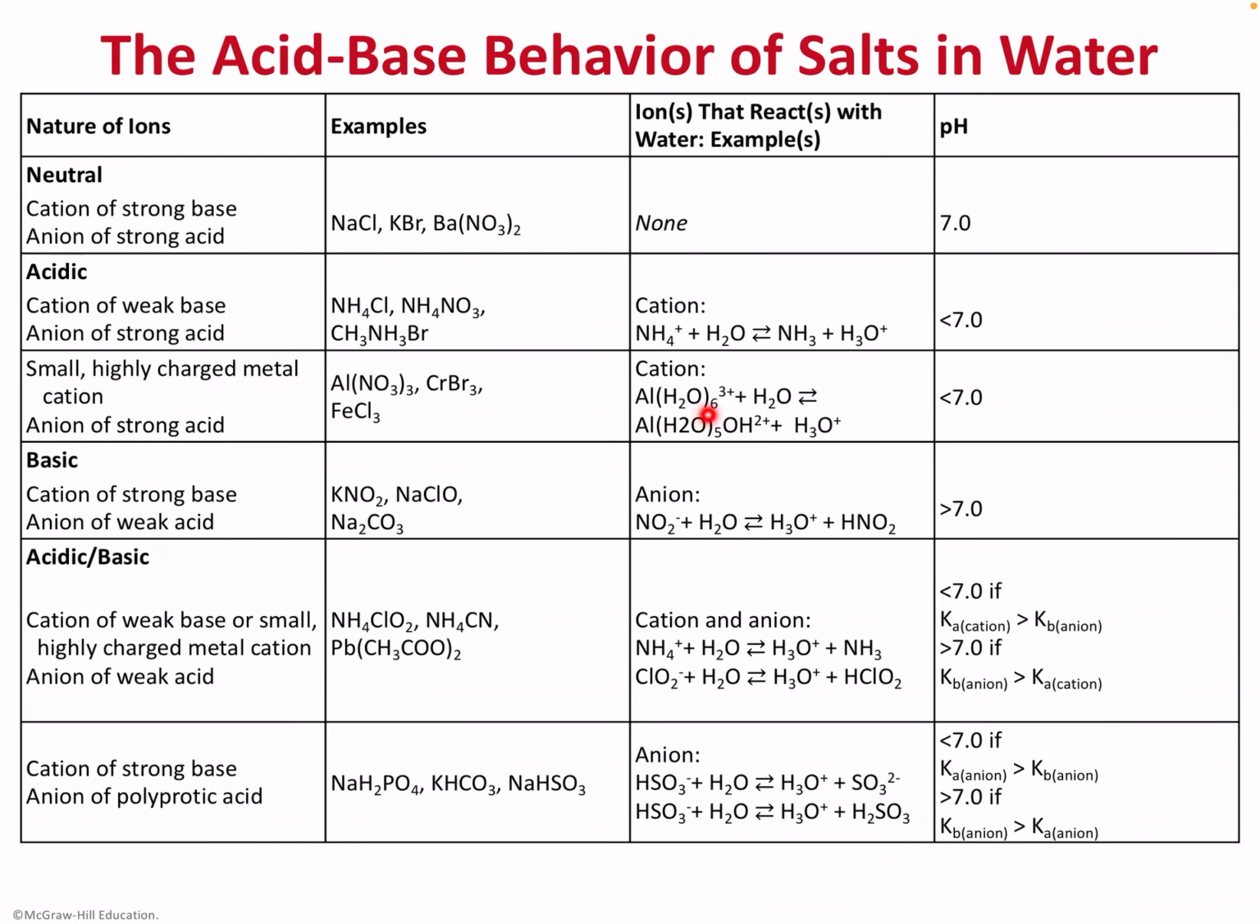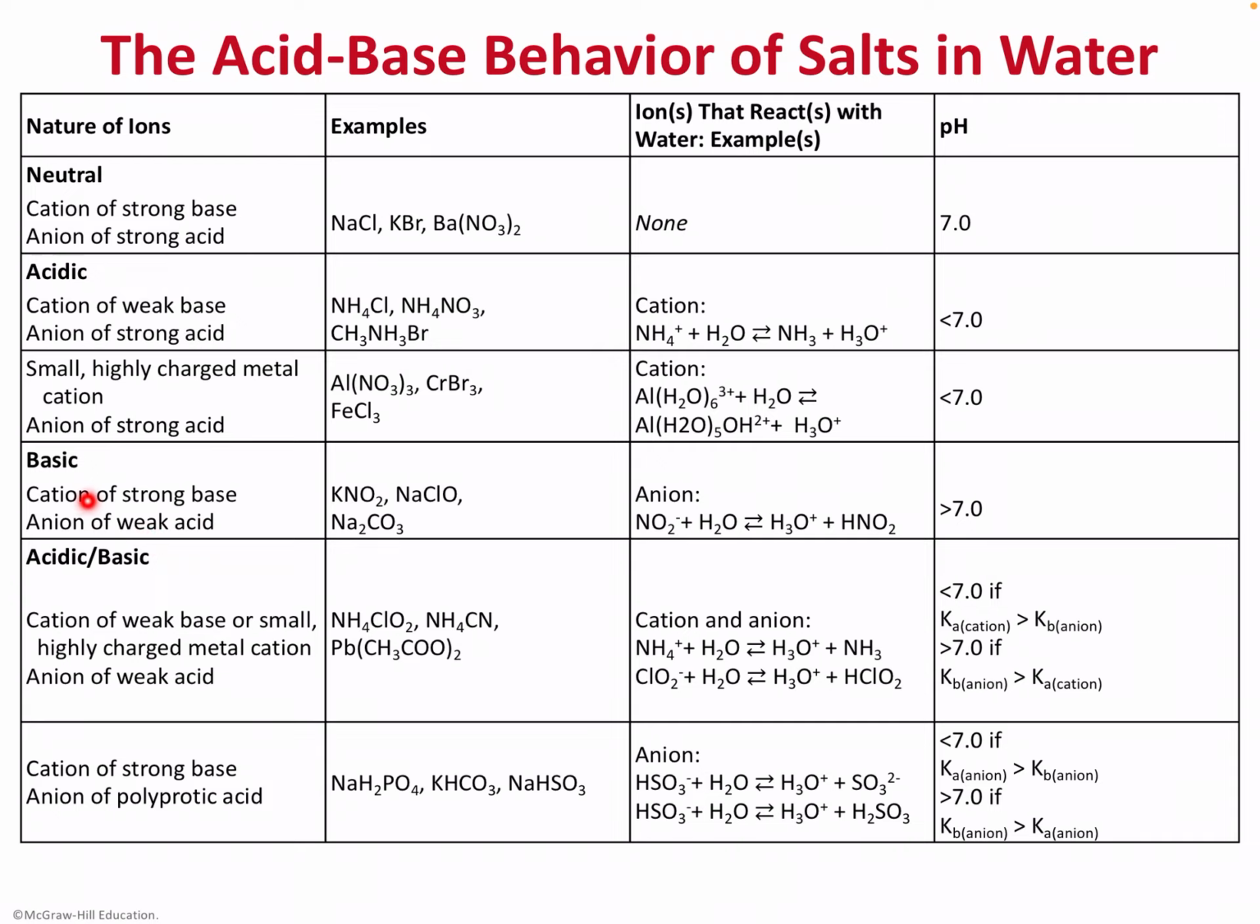And then it further reacts with water, giving you this complex with 5 water molecules and hydroxide, and releasing a hydronium ion. So as a result, this kind of solution will give you an acidic solution, since it generates hydronium ion, having pH less than 7.